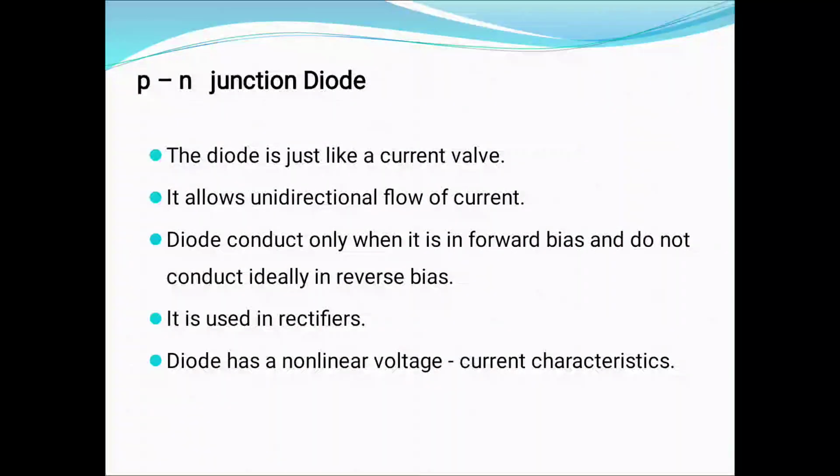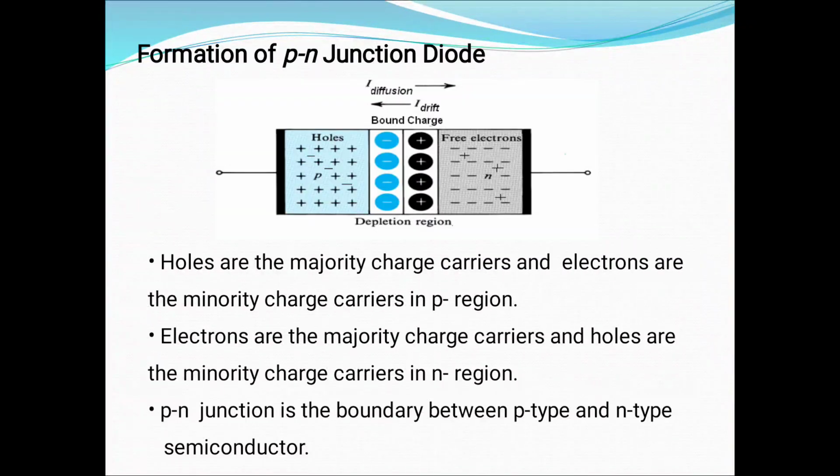Junction diode. The PN junction diode is just like a current valve. It allows a unidirectional flow of current. The diode conducts only when it is in forward bias, and ideally does not conduct in reverse bias. It is used as a rectifier. A diode has non-linear voltage-current characteristics.